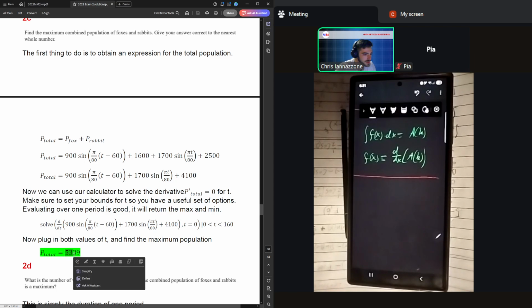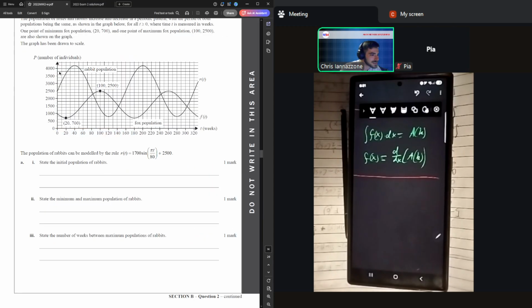So P total being, I didn't even write what t value was, god damn it. 5339, where's that on the graph? Yeah, it's so hard to tell. It's probably around here or around here, one of those two.